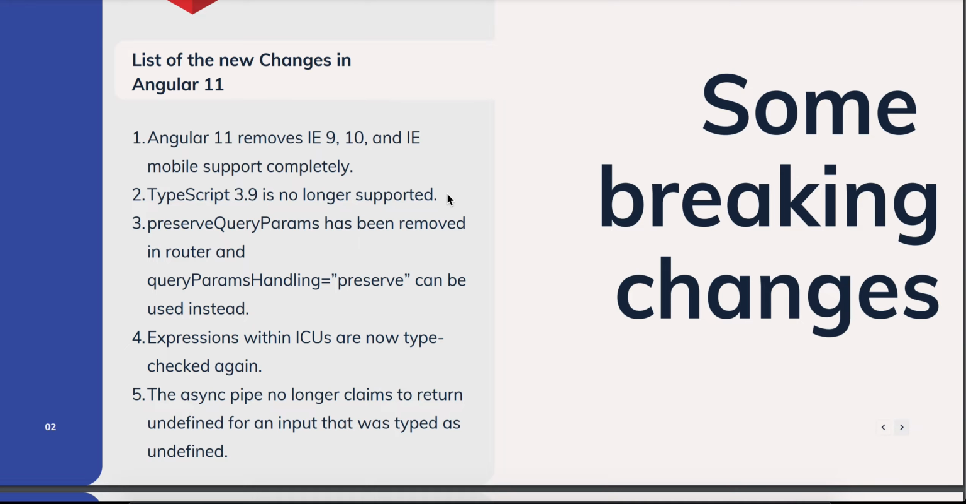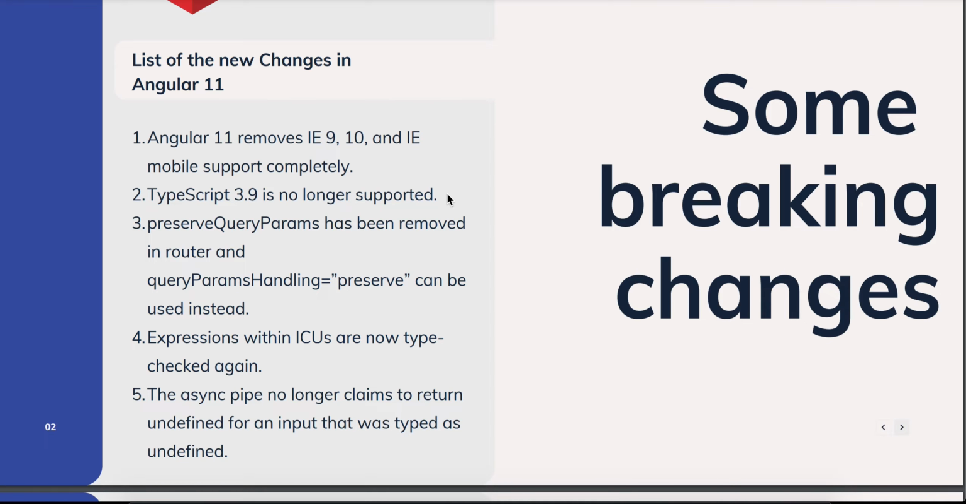That's a good thing. Okay, so the third point is that preserveQueryParams has been removed in the router, and they have introduced queryParamsHandling equal to preserve. This is a big change actually. A lot of us are using preserveQueryParams, so if you're using this in your application, you might have to change it to queryParamsHandling when you upgrade to Angular 11, otherwise your code will not work.